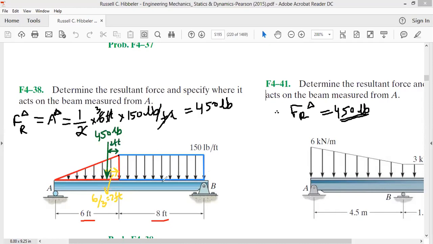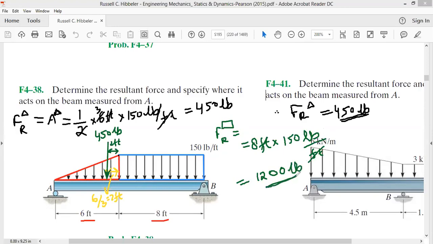Now let's talk about this rectangle. The resultant force because of the rectangle will be equal to the area under the rectangle, that is its base, 8 feet, multiplied by the height, 150 pounds per foot. Feet and feet will cancel, so 150 times 8 is 1200 pounds. This 1200 pound force will be acting at the centroid of this rectangle.